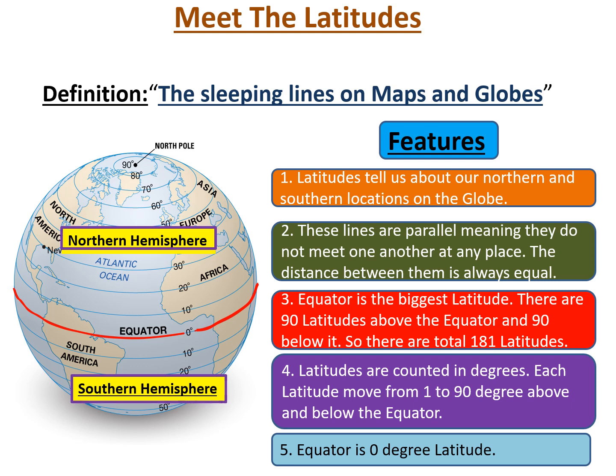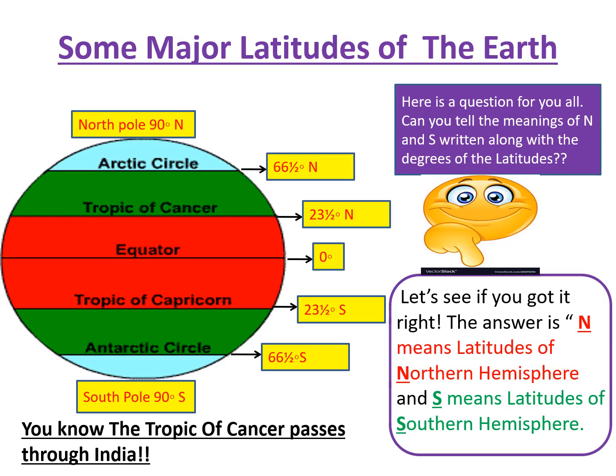Number 4, latitudes are counted in degrees. Each latitude moves from 1 to 90 degree above and below the equator. Number 5, equator is 0 degree latitude. Now we'll learn about the major latitudes of the earth.